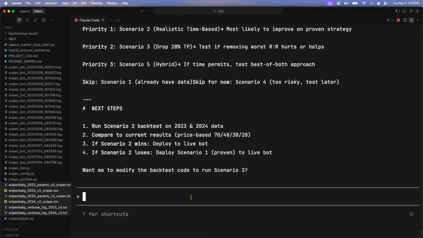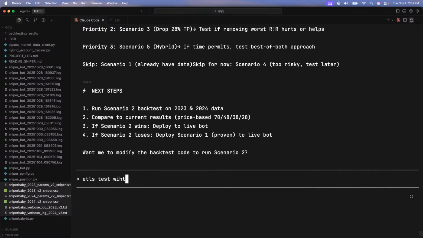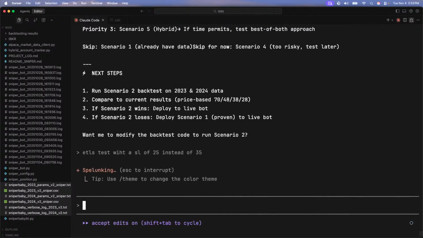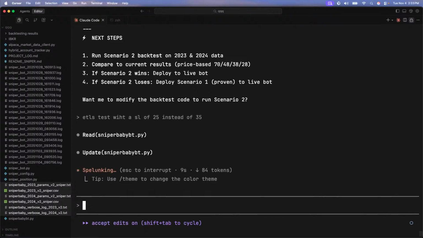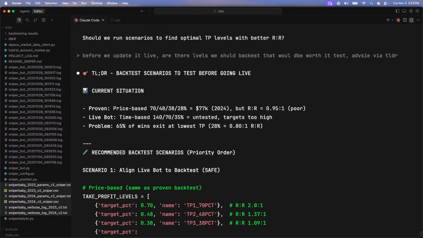Let's test. Let's test with a SL of 25 instead of 35. All right, let's see what that does. Oh, I don't know if that. Okay, let's see. I don't know.